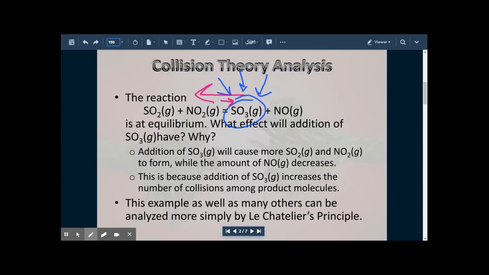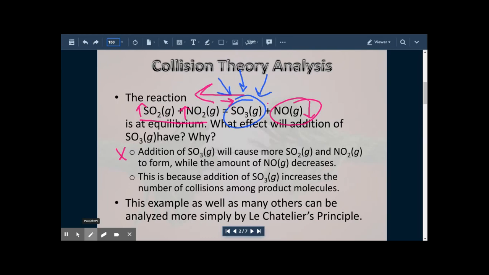And what's going to happen here is the extra SO3 is going to be colliding with the NO. And we're going to have collisions, little bursts of energy, the activated complex making, what's going to happen? It's going to make more of those SO2 and NO2. So these numbers are going to go up. And this number, the NO over here, is going to go down. All right. So they're showing you here in this explanation, the addition of SO3 will cause more SO2 and NO2s, which are the reactants, more of them, but a decrease in NOs.